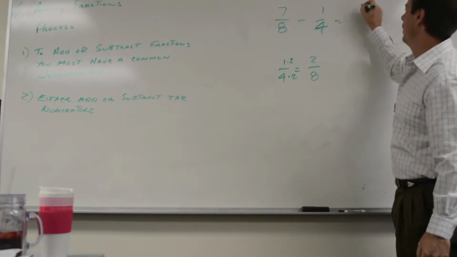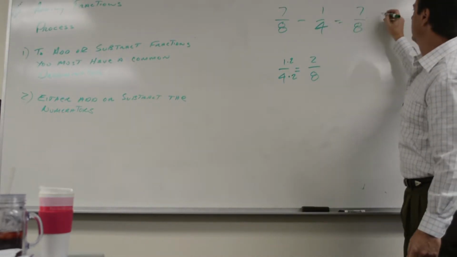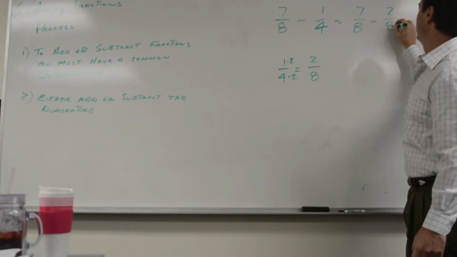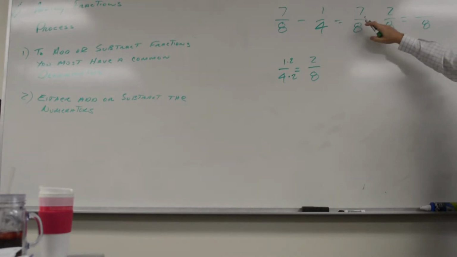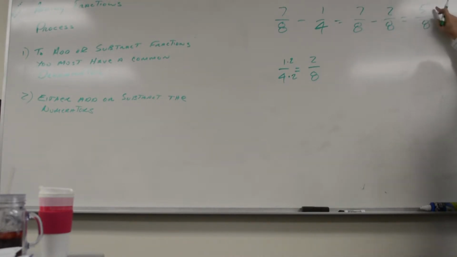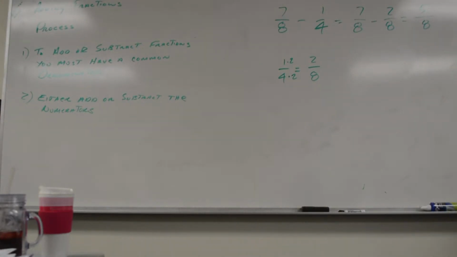So let's rewrite this problem. Minus 2/8. We're going to get eighths here. 7 minus 2 is 5, so we got 5/8. Is it in the simplest form? Yes, it is.